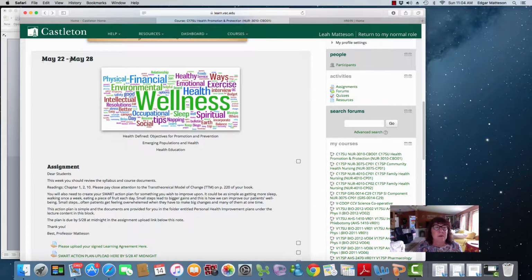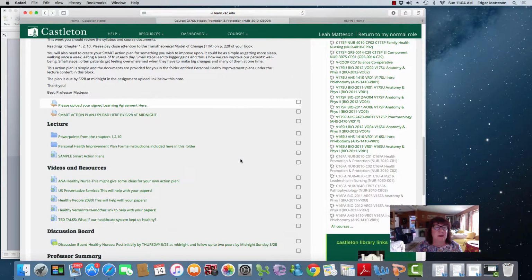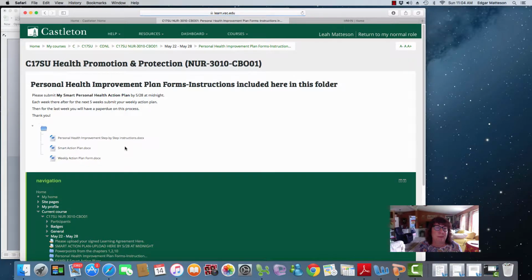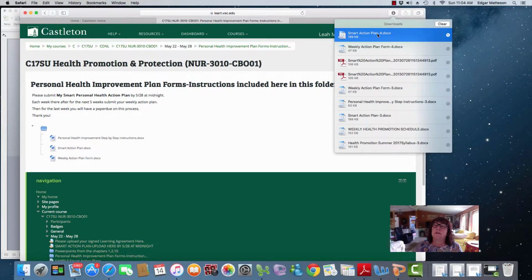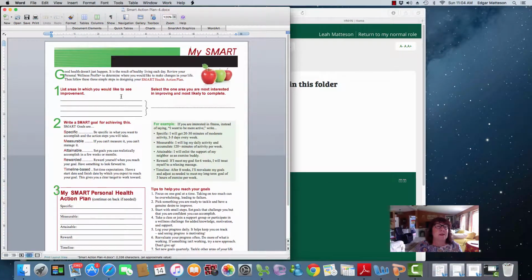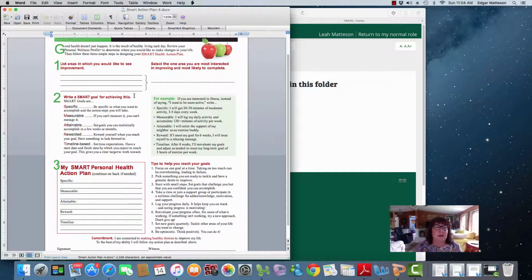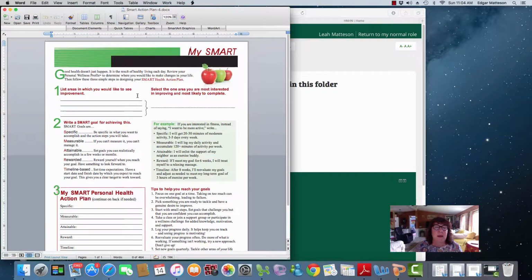So here we are, May 22nd, and right down here is this folder under lecture that says Personal Health Improvement Plan Form. So I'm going to open this up, and you're going to see there's a Personal Health Improvement Plan step-by-step instructions. There's a SMART action plan, and then here's the weekly action plan. So if you look at the SMART action plan form, this is what you're going to be filling out the week of May 22nd.